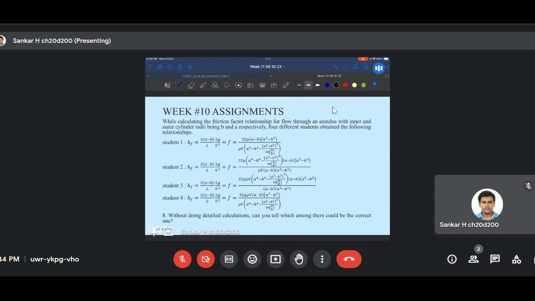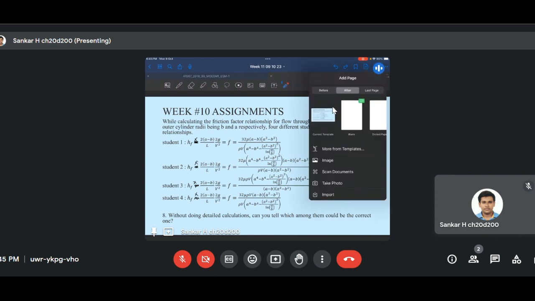Okay, let's move on to question number 22, where it's given that while calculating the friction factor relationship for flow through an annulus with inner and outer cylinder radii being B and A respectively, four different students obtained the following relationships. Okay, there's a small mistake in the question. There is no equal to sign here, which is hf times some value equal to f equal to some value on the right side. So we shouldn't do any calculations to find out the answer.